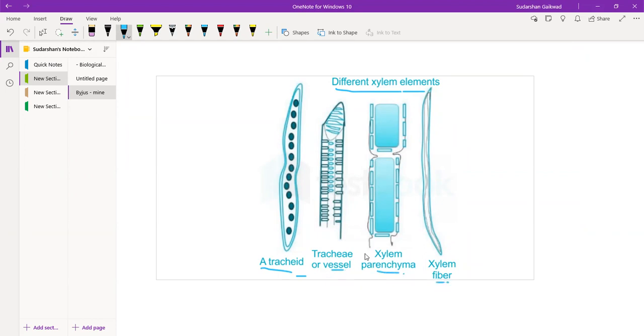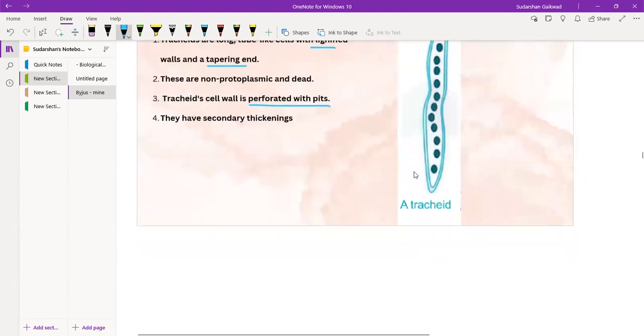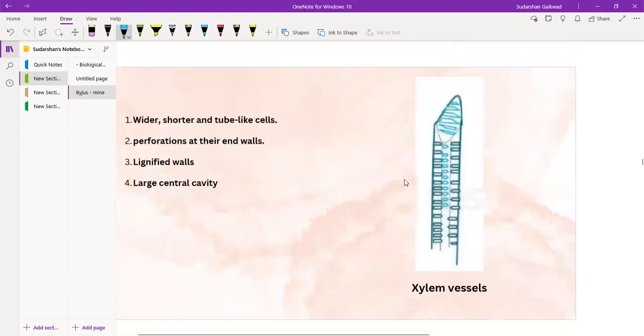So what does a tracheid look like and what is its function? Tracheids, as you can see, are long and have tapering ends, and the walls are lignified. These are non-living cells. They don't have any protoplasm in them, and they have perforated pits. Through these perforated pits, the water will flow upwards.